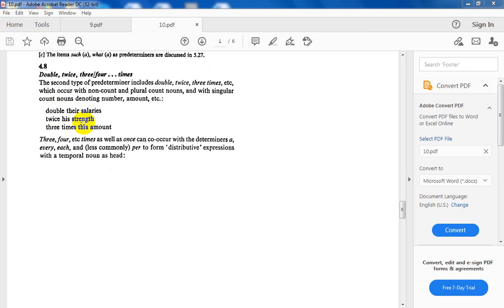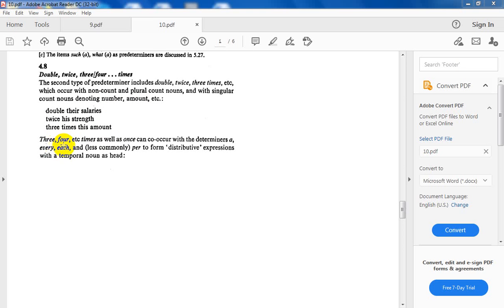Their strength, it is non-count. What is twice? The determiner is, and twice is a predeterminer. Amount, it is what? Singular count denoting number or amount. This is the idea. This is the determiner. 3 times, it is what?